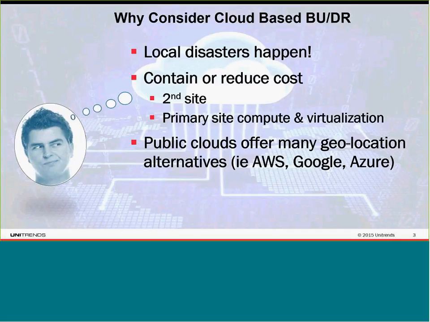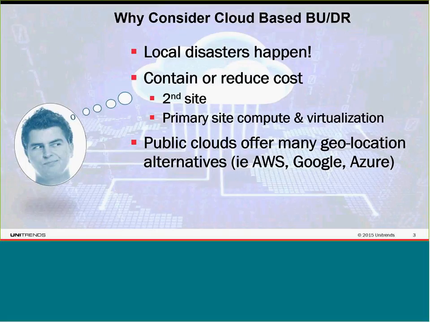So consider a public cloud-based backup and disaster recovery solution. It's no surprise that local disasters can happen, and depending on the size of your environment, you may only have one data center in which your infrastructure is contained. So implementing backup and disaster recovery in a cloud location provides that second site for disaster recovery at a much lower cost than implementing the site yourself.